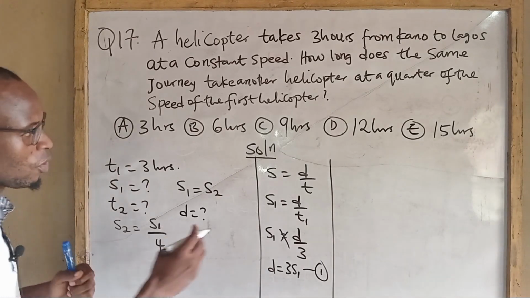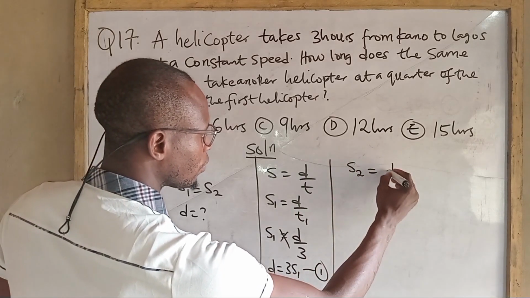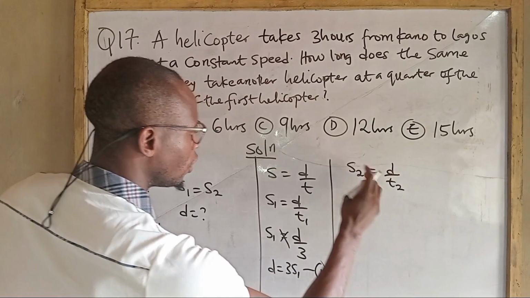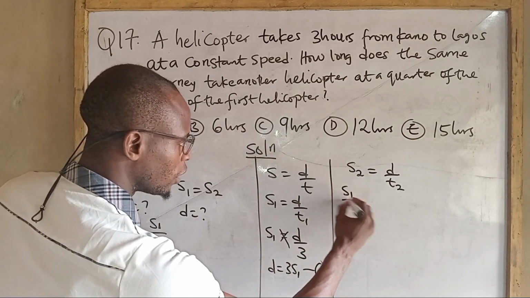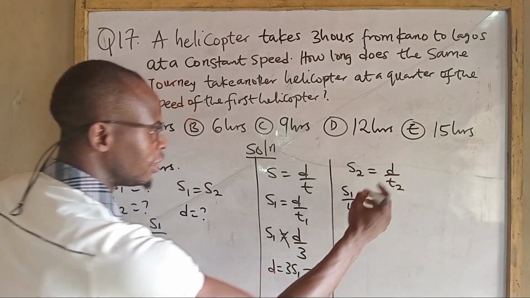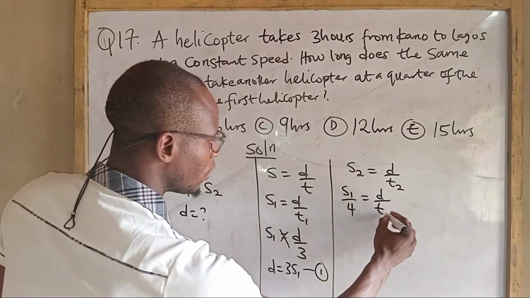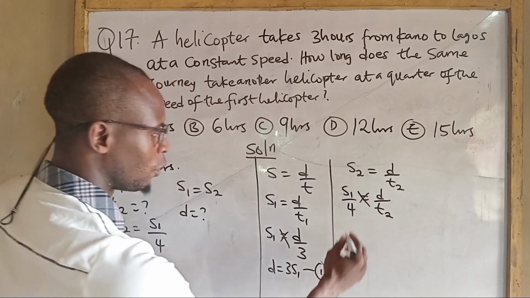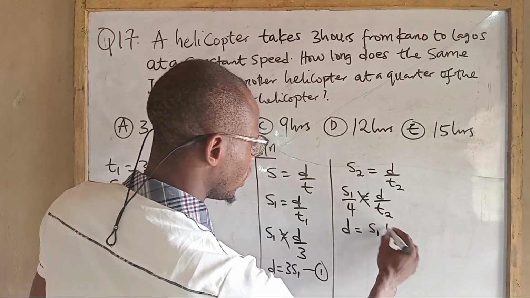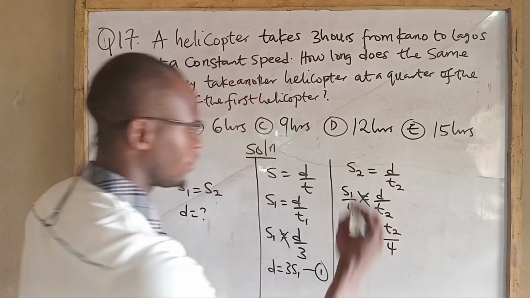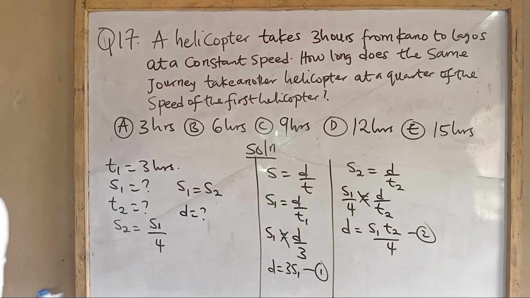So we have our D equal to 3S1. Let's go to the second one. We use the same formula. That's going to be S2 equal to what? D over T2 now. So of course, you know that S2 is equal to S1 over 4. So that's going to be S1 over 4 if I replace, equal to D, unknown, over T2, unknown as well. So if you cross multiply, you will have D equal to S1 T2 over 4. That is equation 2.